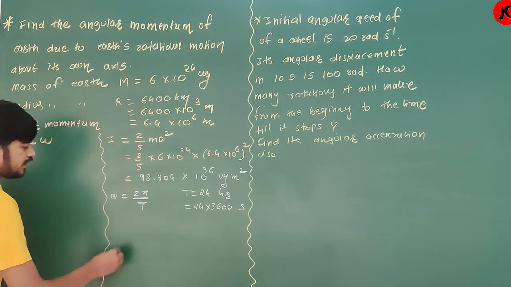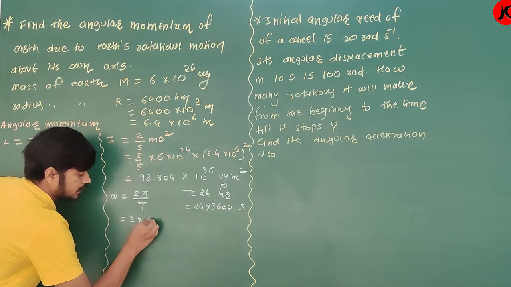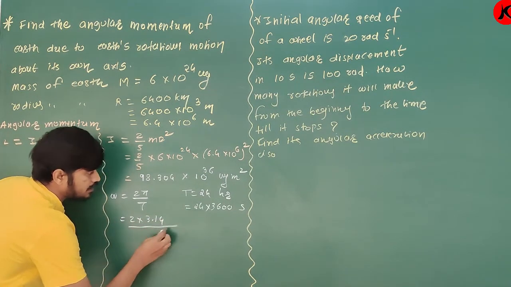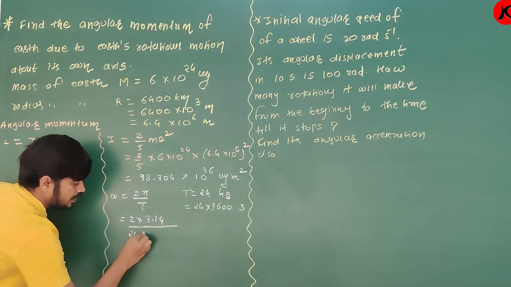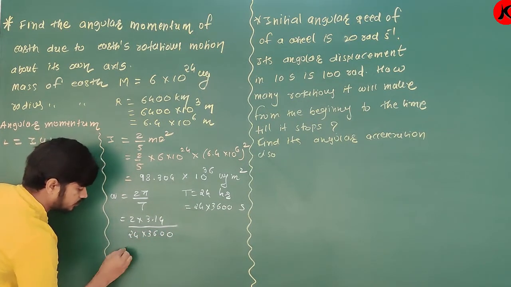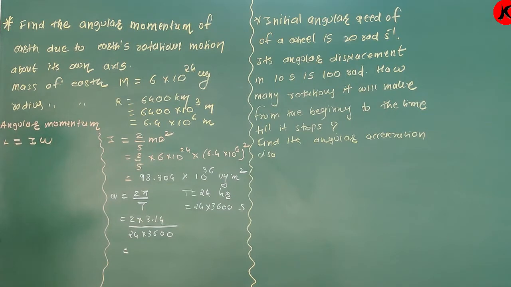Then how to find it? It is 2 into 3.14 divided by 24, divided by 3600.